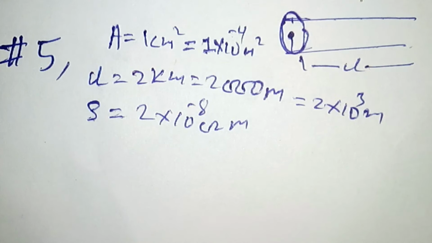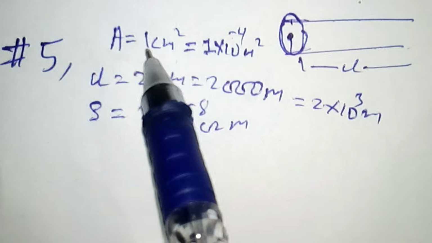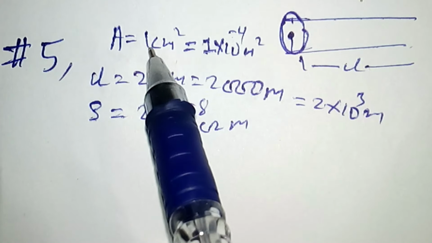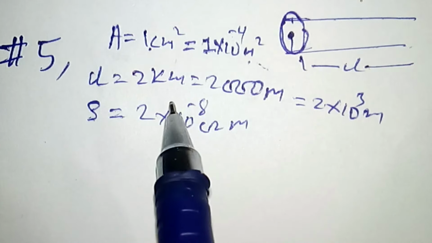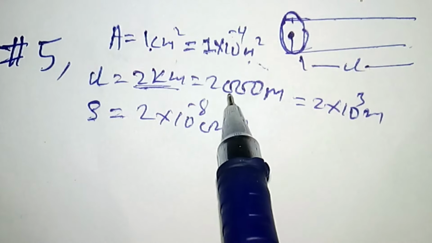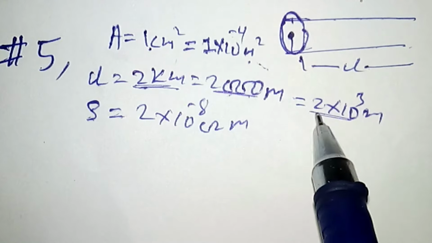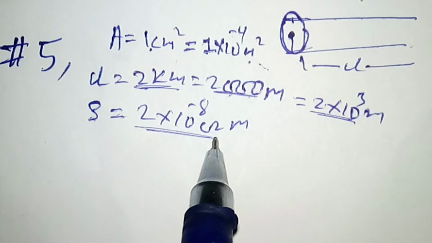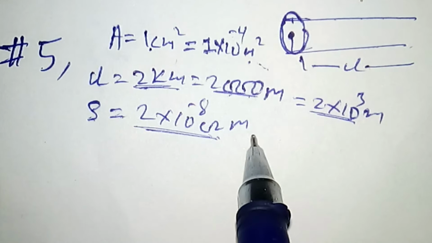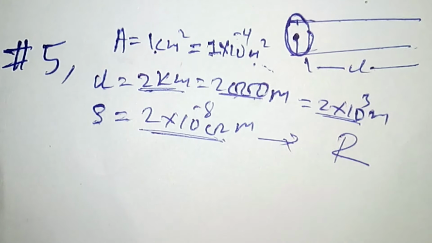A copper cable has a cross-sectional area of 1 centimeter square, which means 1 times 10 raised to minus 4 meter square, and it has a length of 2 kilometer, which is 2000 meter, or 2 times 10 raised to 3 meter. The resistivity of the copper is 2 times 10 raised to minus 8 ohm meter. What is the resistance of this copper cable?